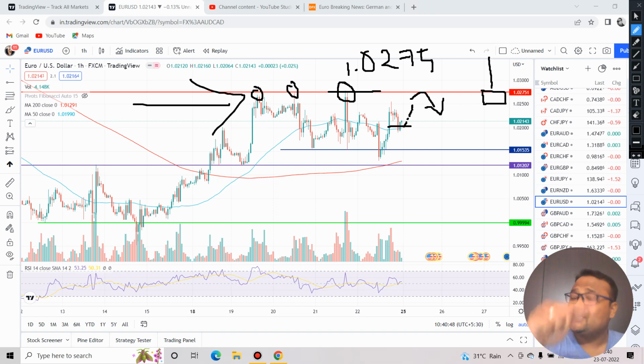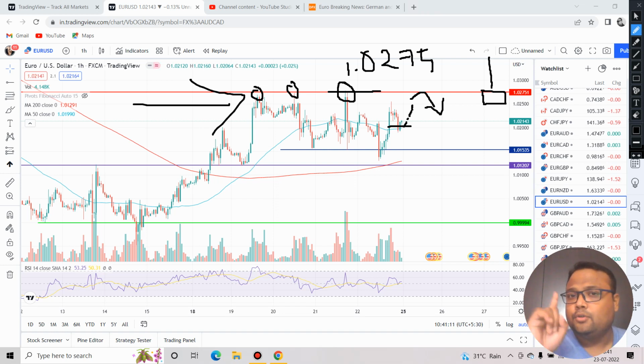If you see that DXY is also going up at the same time, it gives you the additional confirmation that yes, there is a high chance that Euro USD will be going down when DXY is going up, so you can assume that Euro USD will be going down. So 1.0275 is still a very good resistance for the market to take a sell position.